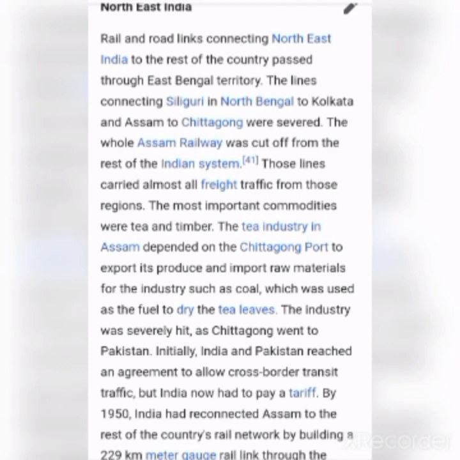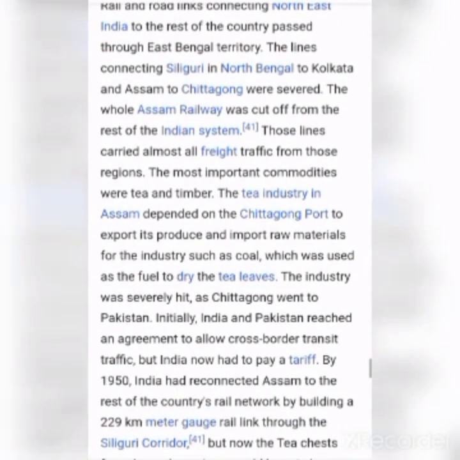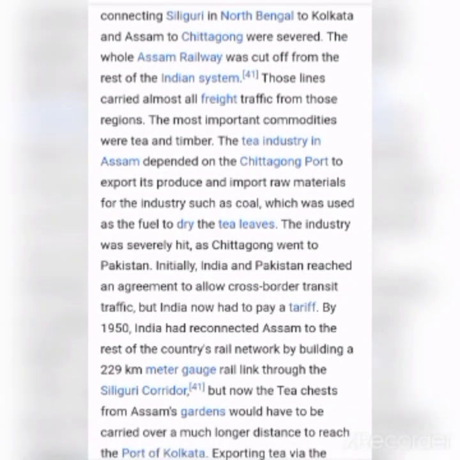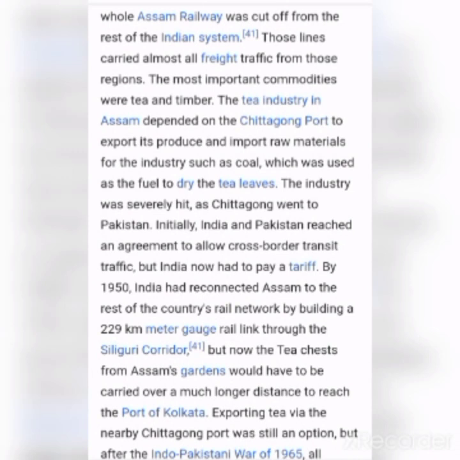The tea industry in Assam depended on the Chittagong port to export its produce and import raw materials for the industry such as coal, which was used as the fuel to dry the tea leaves. The industry was severely hit as Chittagong went to Pakistan. Initially, India and Pakistan reached an agreement to allow cross-border transit traffic, but India now had to pay a tariff.